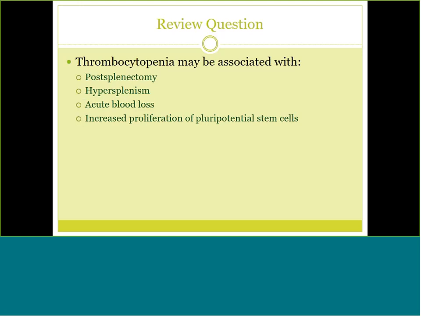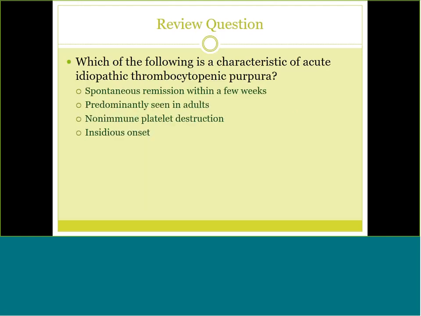Thrombocytopenia may be associated with, and this would be, we talked about this a little bit earlier, hypersplenism. So that splenomegaly, all of a sudden storing more platelets than you're supposed to, results in a low platelet count in the blood, so hypersplenism. Which of the following is a characteristic of acute ITP? Acute ITP would be spontaneous remission within a few weeks. Again, it's just going to go away on its own. We don't really need to treat it, we just monitor it.